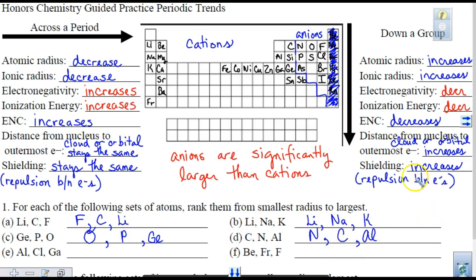Alright, for question E, we're looking at aluminum, chlorine, and sodium. Nope, it's not sodium, excuse me. Aluminum, chlorine, and gallium, my bad. So pause the video now and see if you can put these in the correct order from smallest to largest radius.